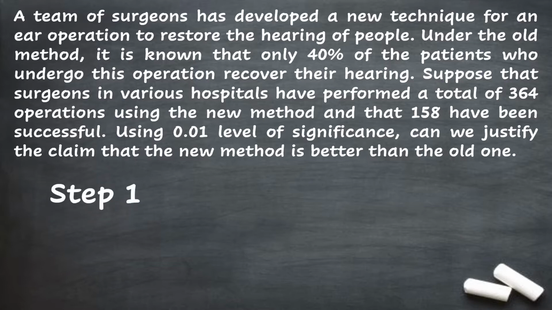First step is to identify the null and alternative hypotheses. If you can notice in the second sentence of this problem, a factual statement about the old method is stated. So this will be our basis for the null and alternative hypotheses. For the null hypothesis, we have the population proportion is equivalent to 0.40, since it is stated that 40% of patients who undergo the operation recover their hearing. And for the alternative hypothesis, we have the population proportion is greater than 0.40.